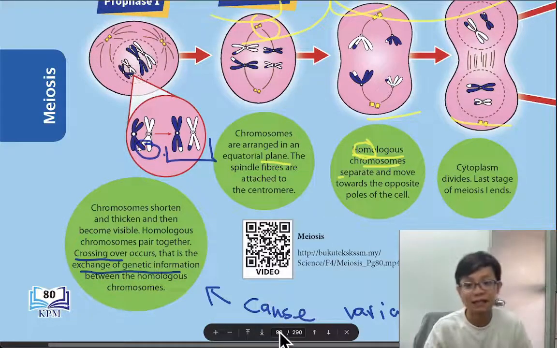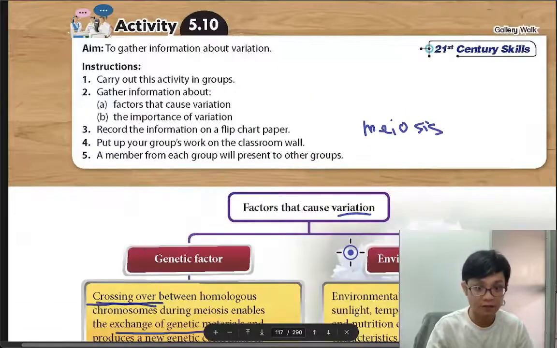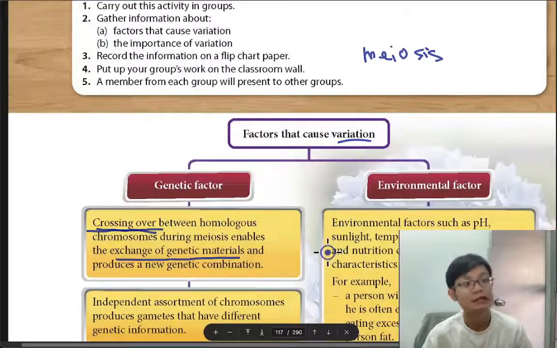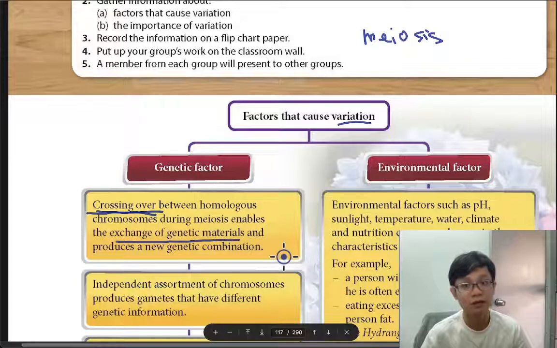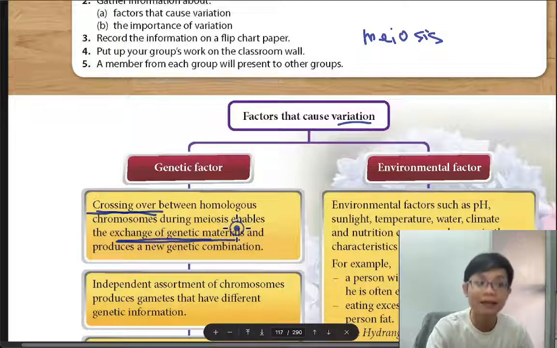So let's say the exam asks why there is variation. Your answer will be because of genetic factors, or you can say because during meiosis crossing over happens, where it enables the exchange of genetic material. Just answer like that, because the exam will ask why.